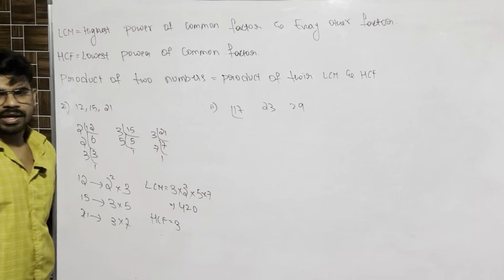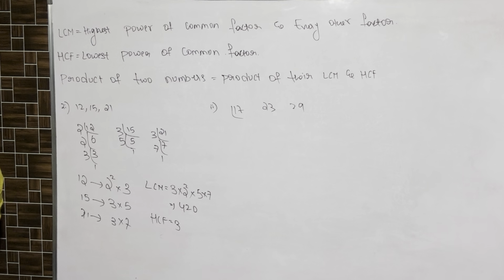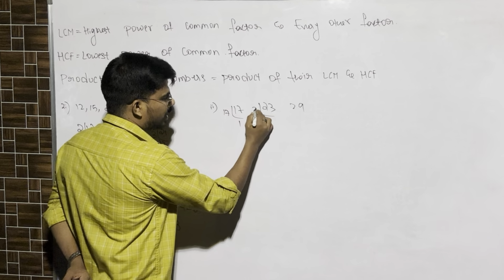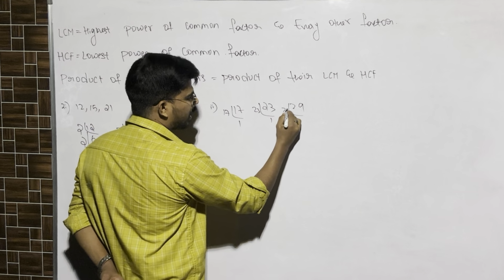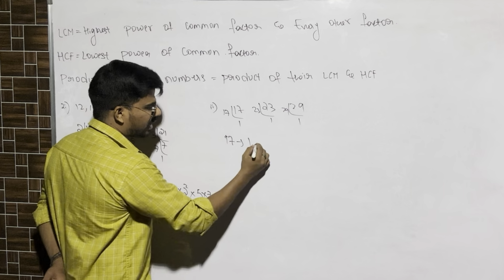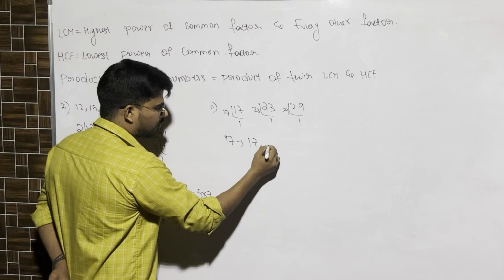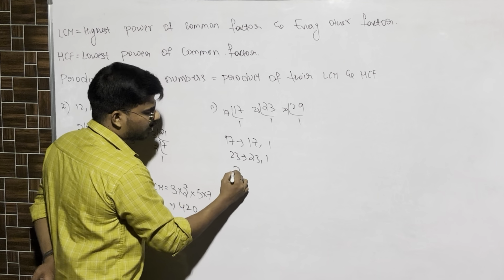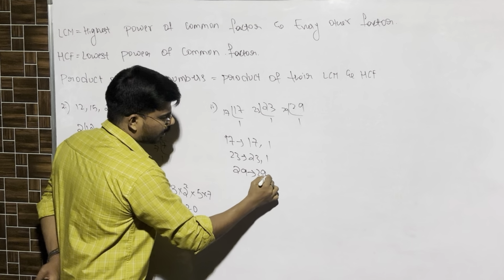17, 23 and 29. If you know, these are prime numbers. They do not go in any table. 17 is nothing but 17 times 1. 23 is nothing but 23 times 1. 29 is 29 times 1. So the prime factors of 17 are 17, 1. Of 23, 23, 1. Of 29, 29, 1.